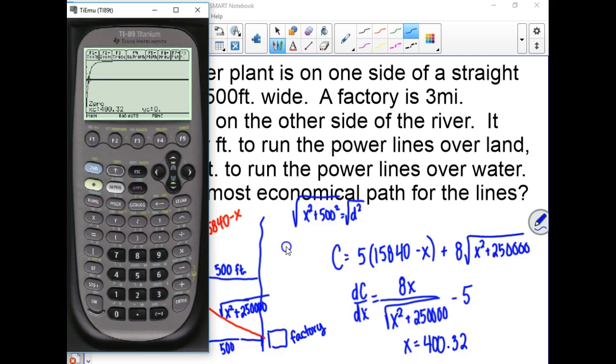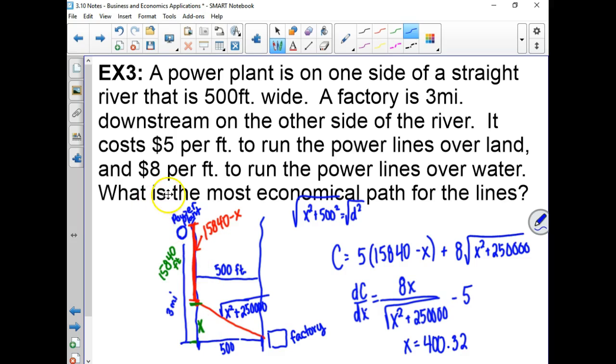So if we were this power plant, we would want to go most of the way just along the land, but right here, this would be about 400 feet. That X value would be right there. So we would go like 15,440, more or less, down land, and then we'd go across at a little bit of an angle. Of course, if water was more expensive or less expensive, then that would change where that value would be at.